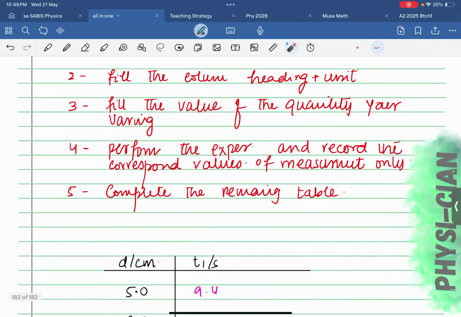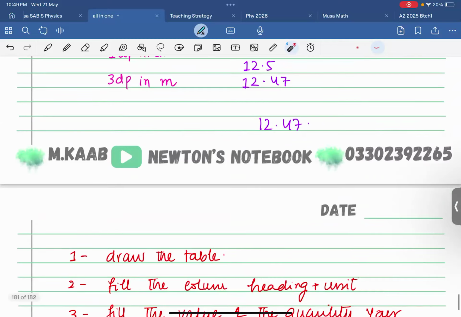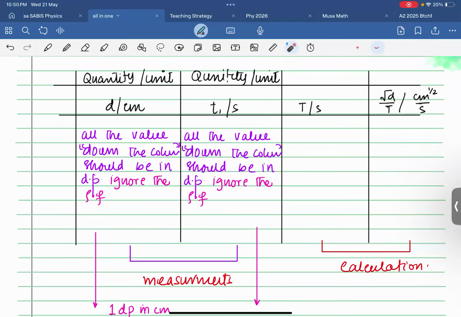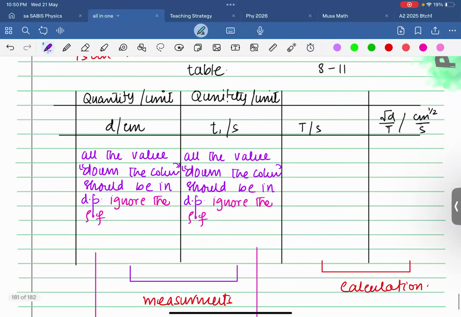Now the last thing, complete the remaining table. Complete the remaining table means you have the remaining values for the quantities that you have to calculate. Now you have to complete those, right? Now please keep in mind the rule for all the calculated values. Let me just write it down for you. Let me just change the color.